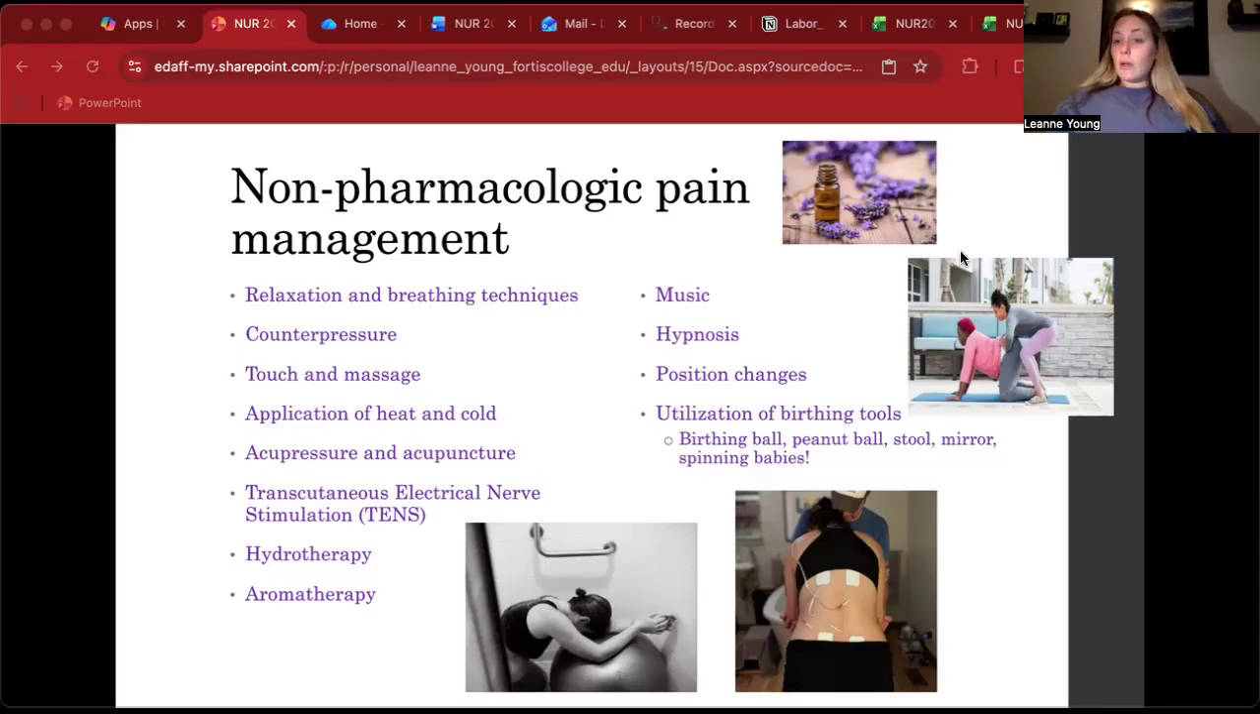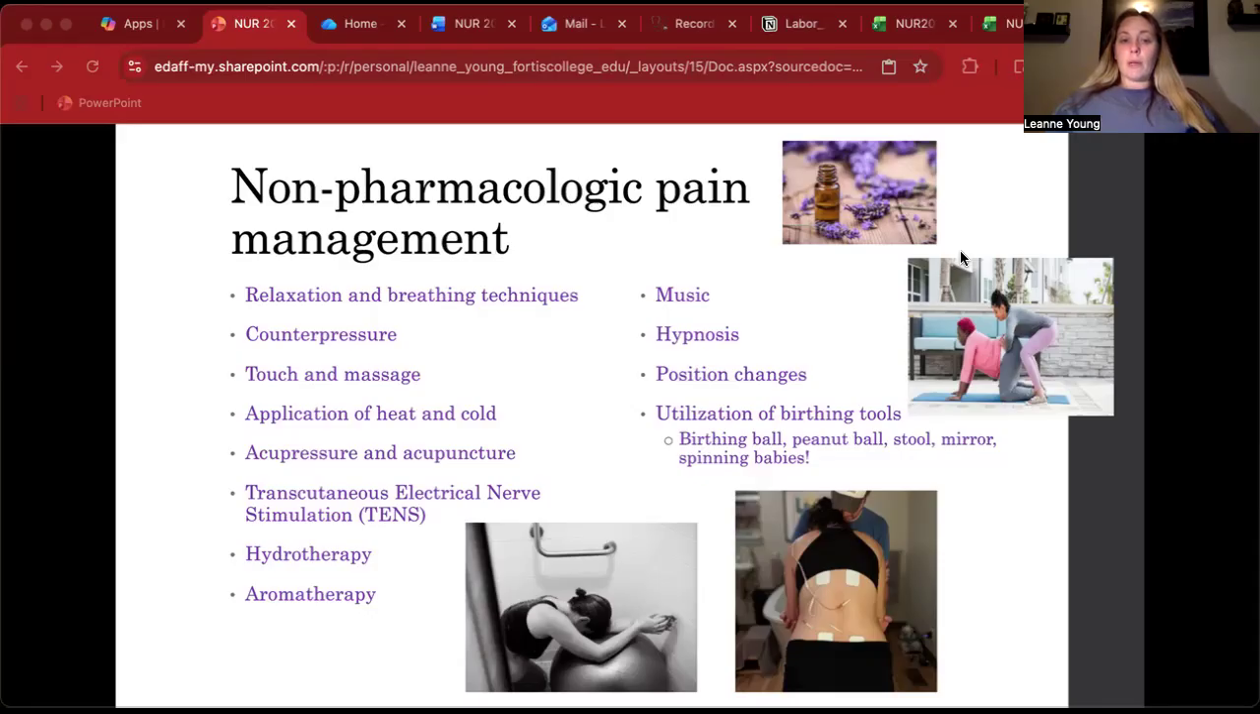So as long as baby and mom are safe, okay? Safety is always the number one importance. If it's not feasible and it's not safe, we should not be doing it. But as the bedside nurse, get them up on the birthing ball, help them with the peanut ball, help them to get in the position that is going to make this less painful for them. And that falls in line with the utilization of birthing tools.